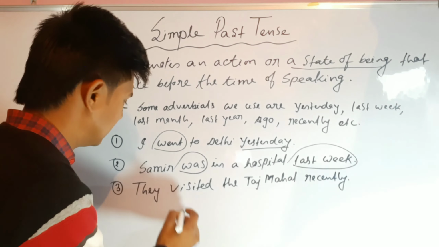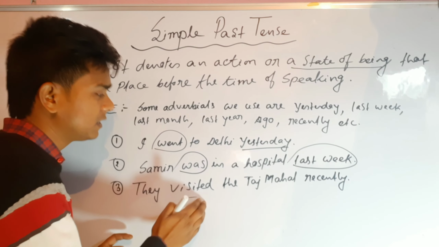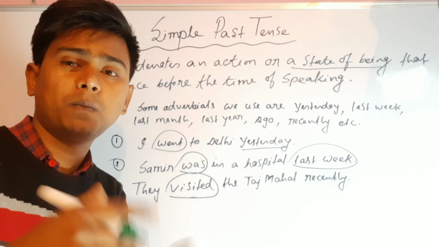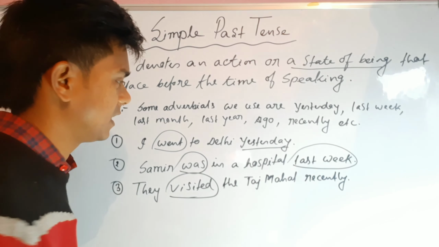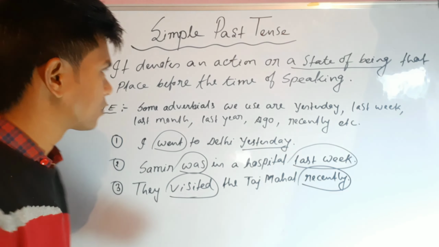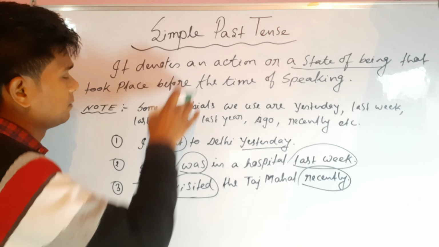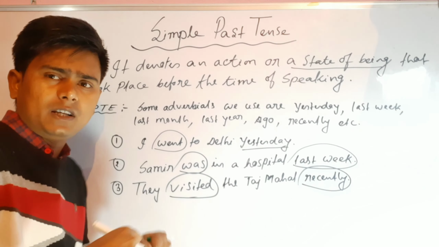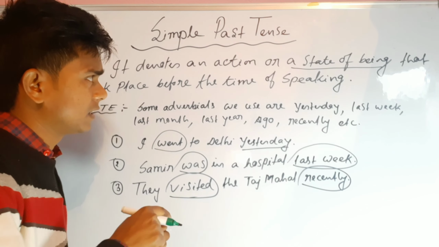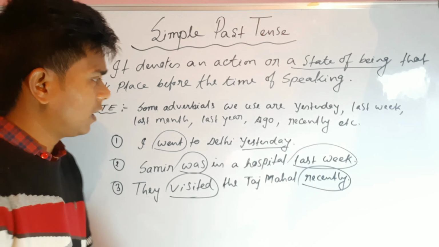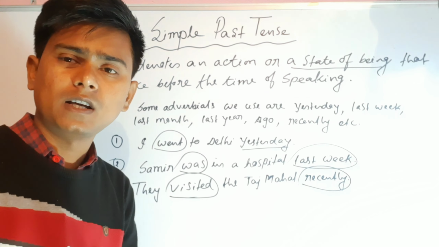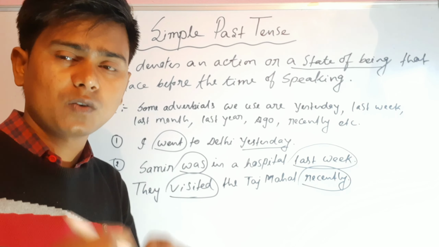What is our subject? We need to look at the verb. They visited the Taj Mahal recently. The action of visiting took place in the past and was also completed. Look at the adverbial recently, which is also used. So this way simple past tense is normally used in sentences to denote an action that took place in the past. Now we will learn the uses in detail. There are a couple of uses we apply.